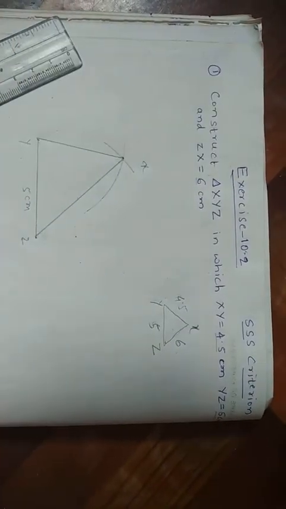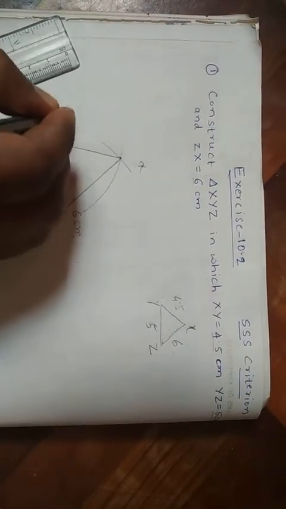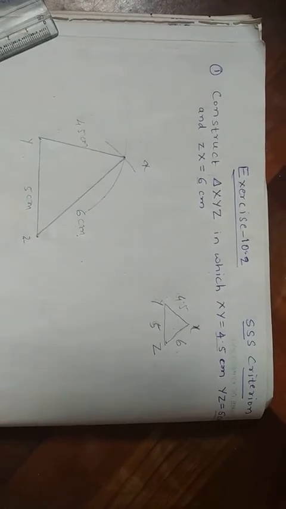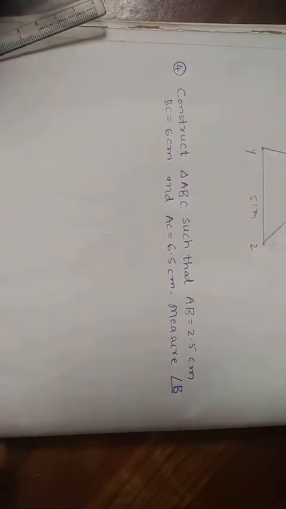So this is the required triangle. Here you write the measurements, 6 centimeter and 4.5 centimeter. So this is the required construction for the given measurements. Let me solve the next one, students. See the fourth one, all of you here.